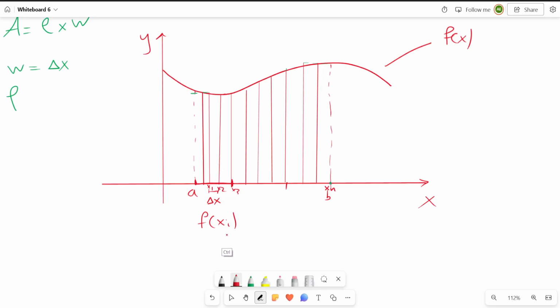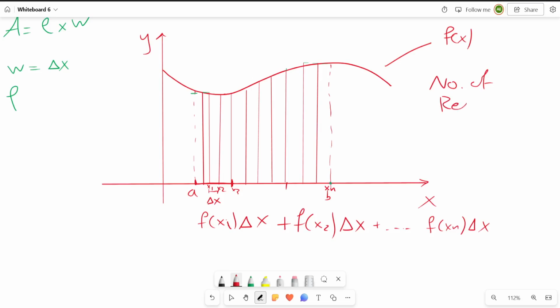So the area of rectangle 1 is going to be f of x1 multiplied by delta x, and then I will add to that f of x2 multiplied by delta x, until I finish all of them, until I have f of xn multiplied by delta x. Something that I should notice here is that as the number of rectangles increases, my area approaches or equals the actual area under the curve, or I basically get a better approximation.